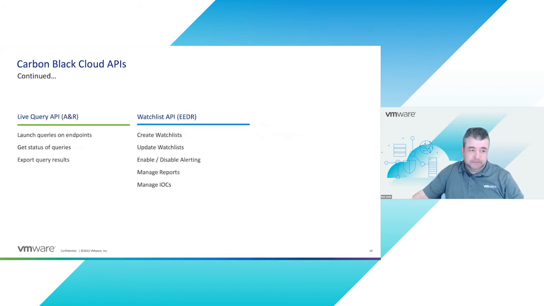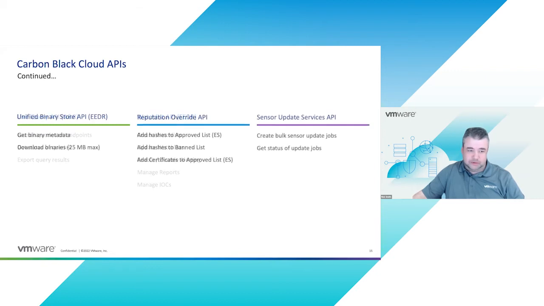Live Query API. So again, this is a specific audit and remediation feature. Through the API, you can initiate those queries and pull back the data that comes from them. The next one for Enterprise EDR, watch this API. Those of you who have Enterprise EDR know why all of these things are here. So I won't read through all of them, but again, these are all accessible, all touchable through a script or an automated method.